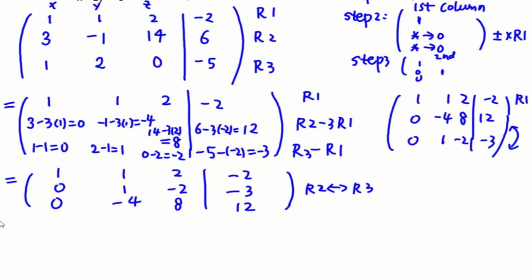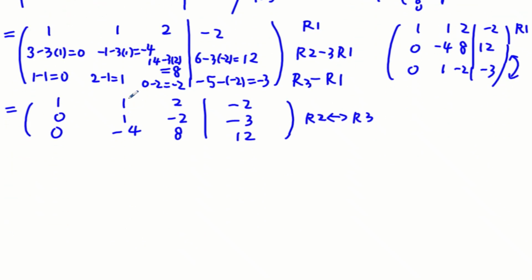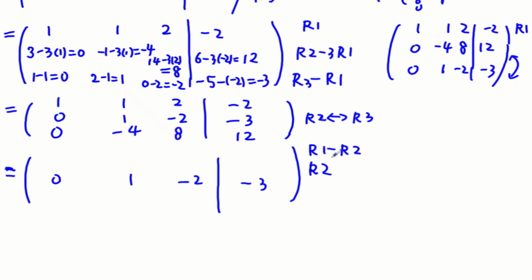Then we continue. We want to make the second column other numbers to be 0. So the second row stays here: 0, 1, -2, -3. Then change the first row, second column to be 0. It's just R1 minus R2. Then it will work. R1 minus R2: 1 minus 1 is 0, 2 minus -2 is 4, -2 minus -3 is +1.